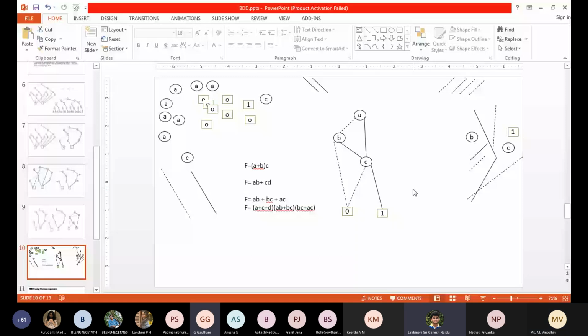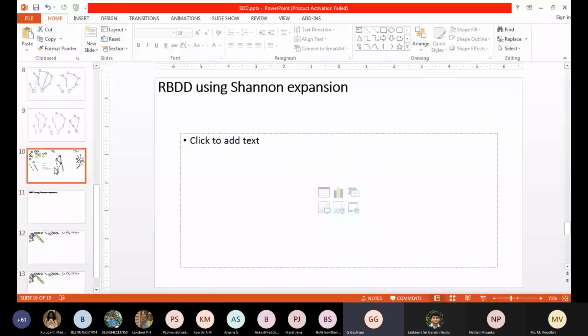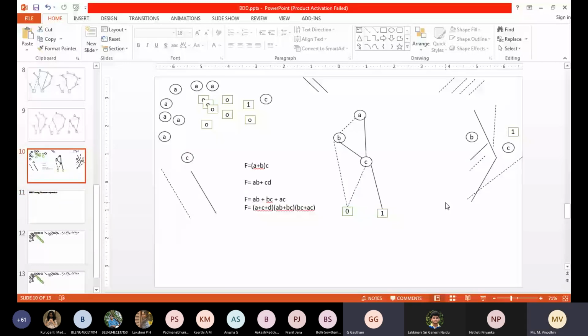Ma'am, what are we going to achieve by reducing the binary decision tree, ma'am? What is the first order? We will have a front-end design and back-end design.